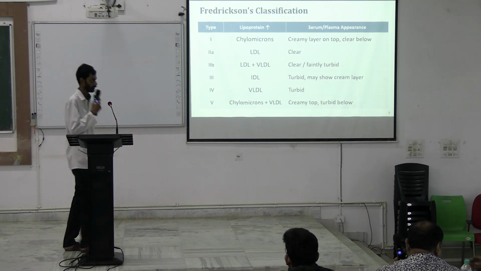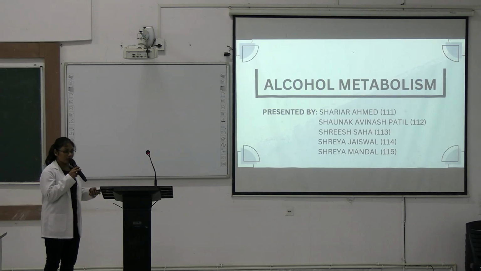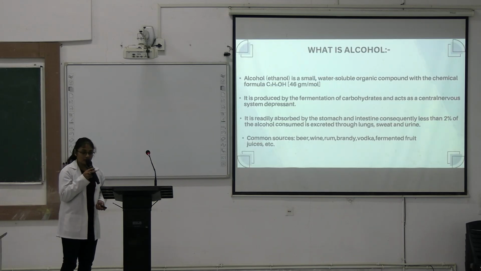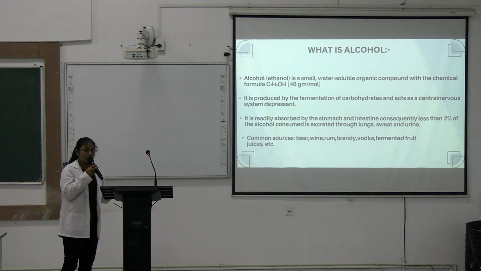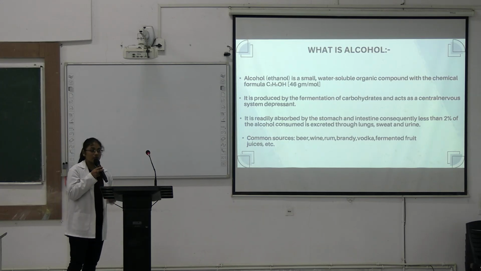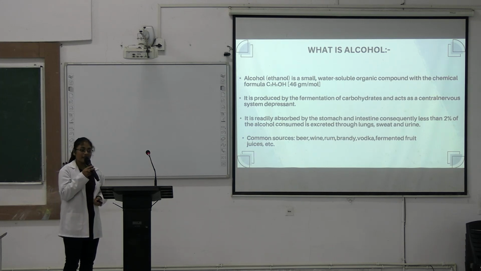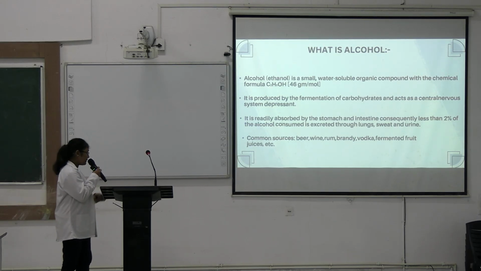Next. Thank you. Good afternoon, everyone. Today we are present here to discuss the topic of alcohol metabolism. Okay. So, what is alcohol? Alcohol is a small water-soluble organic compound with chemical formula C2H5OH and molecular weight 46 grams per mole. It is produced by the fermentation of carbohydrates and acts as a central nervous system depressant.